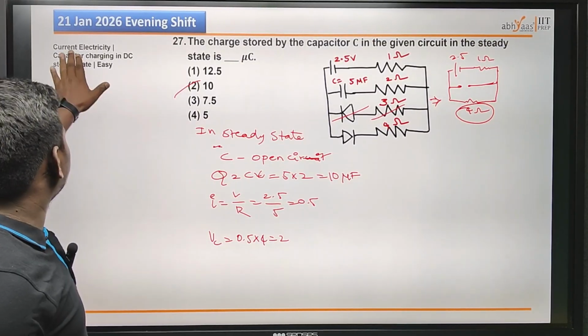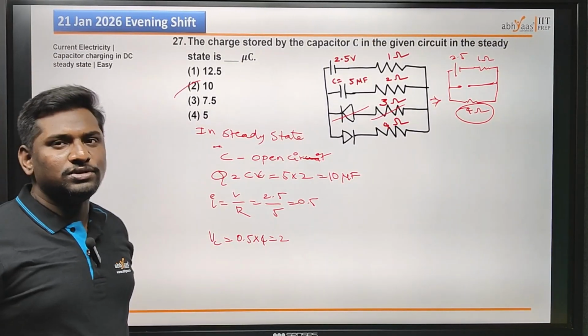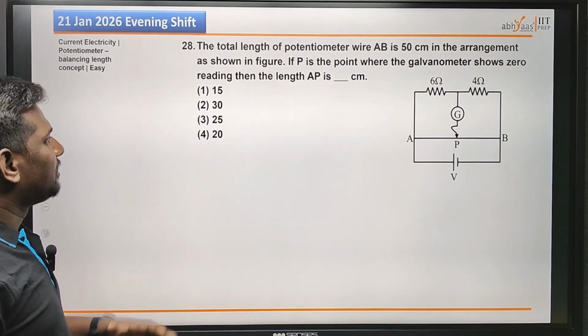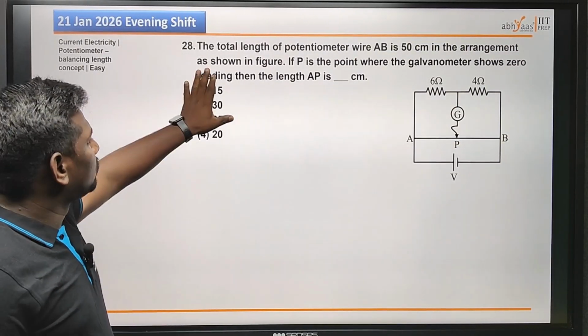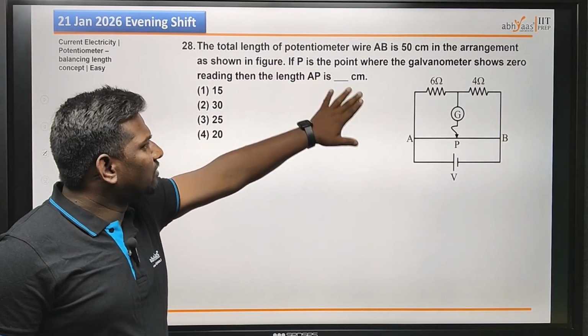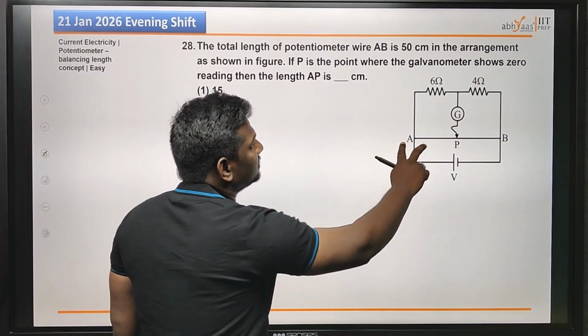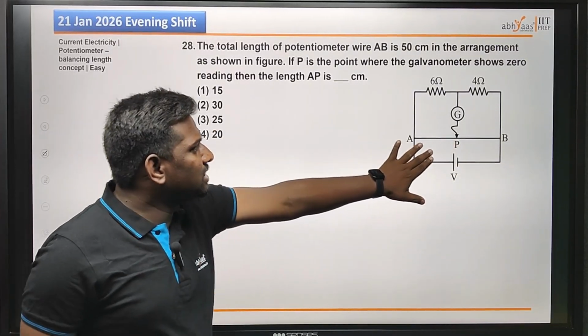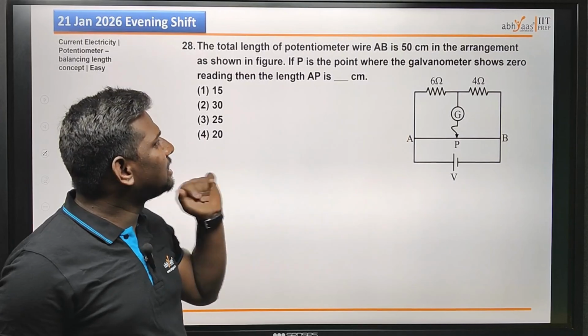So this is the question from current electricity which includes the capacitor circuit. Next one, from current electricity. I am reading the question. The total length of the potentiometer wire AB, this is the wire AB, is 50 centimeters. What is this wire length? Wire length is 50 centimeters.